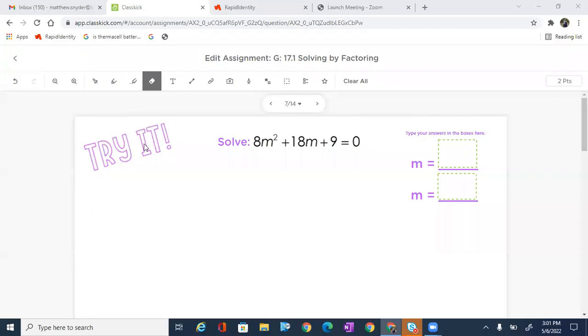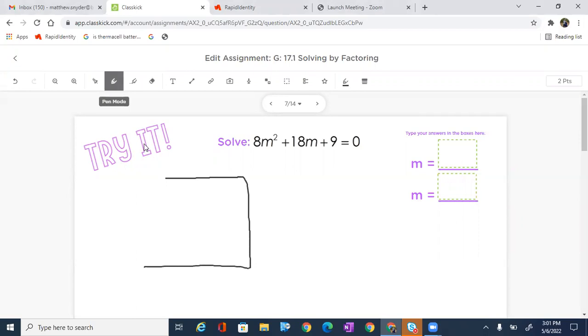All right, let's go ahead and solve this quadratic by factoring using the area model. So let's go ahead and get started. Just like in class, what we're going to do is start with the area model by drawing out the box and starting to insert all of the pieces of the area model.